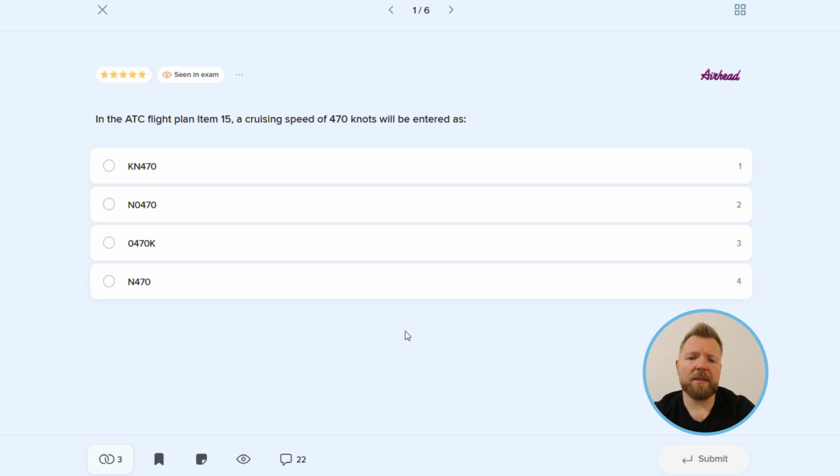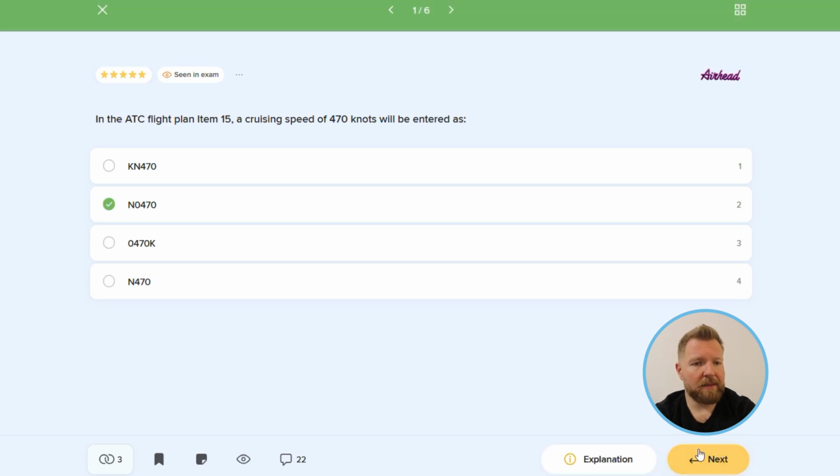The second option is to express the task in terms of knots, where letter N is followed by 4 figures, for example, November 0420. The last and third option is to make this entry as the Mach number expressed by letter M followed by 3 figures indicating Mach number rounded to the nearest hundredth, for example, Mach 078. Therefore, the correct answer is answer number 2. A cruising speed of 470 knots will be entered as November 0470. And this answer is correct.